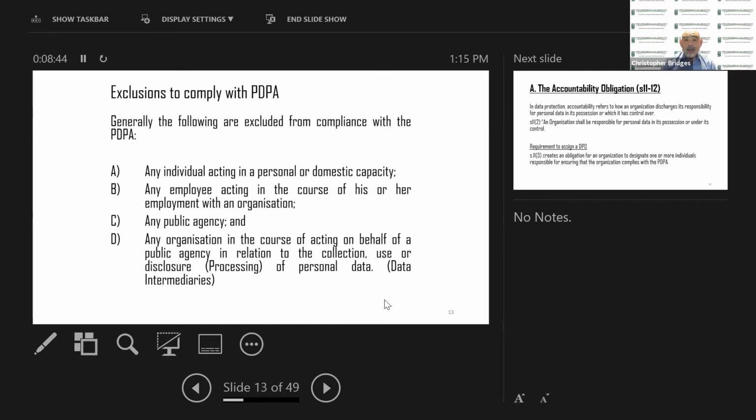The difference now with the amendment is if the employee also arranges for the use of personal data for his own purpose without authority, then in such cases, not only will the organization be taken to task, the employee as well faces criminal and civil sanctions. Public agencies and government departments are not covered by PDPA, and any organization that is dealing for and on behalf of a public agency is not covered by the PDPA.